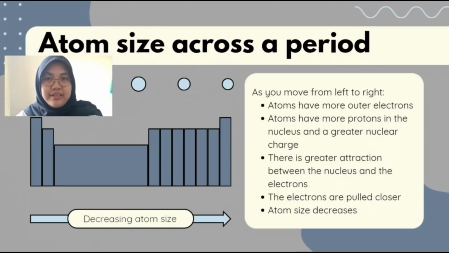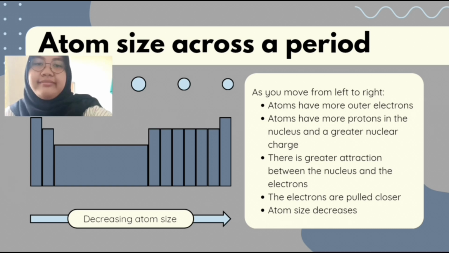Now, let's move to the next part. Moving down a group, atomic size increases. More electron shells create a shielding effect, reducing the nucleus pull on outer electrons. This makes atoms at the bottom larger than those at the top.